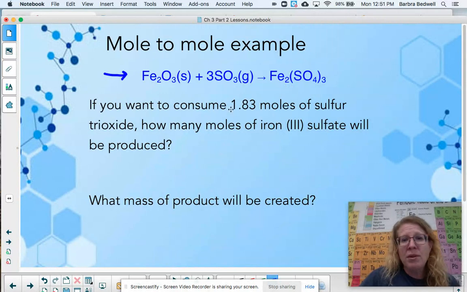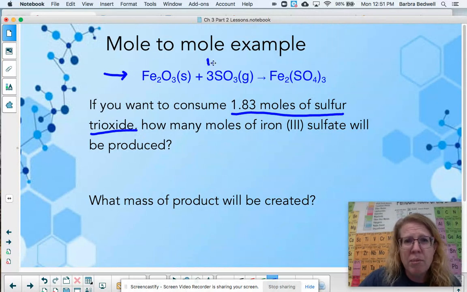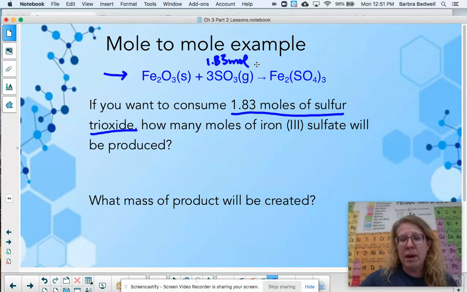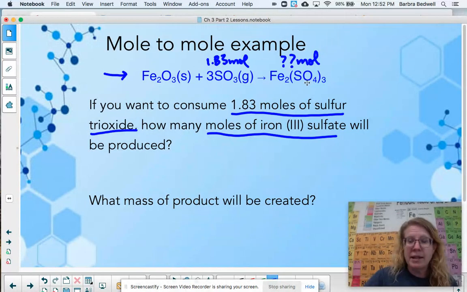So if I want to use up 1.83 moles of sulfur trioxide, 1.83 moles. I'm demonstrating a technique if you're not great with the math part of this. See, I'm labeling my equation. It helps me know where the numbers go, what's related to what. And I want to know how many moles of iron(III) sulfate will be produced. So I want to know this one, iron(III) sulfate.